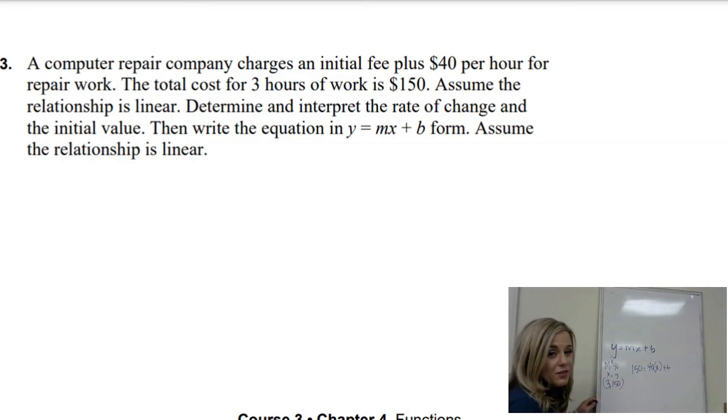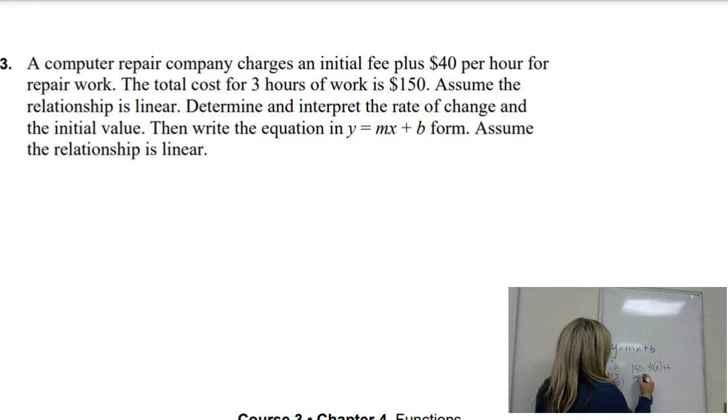Okay, this is going to give us our fee or whatever. This is where it'll start. Then it's by the hour. Okay, so 40 times 3 is 120 plus b. So I'm going to subtract 120 so I can isolate b. And so I have to come over here and subtract 120 because what you do to the right, you've got to do to the left. And I'm left with 30 is equal to b. So if I was going to write this in, it would be y equals 40x plus 30.